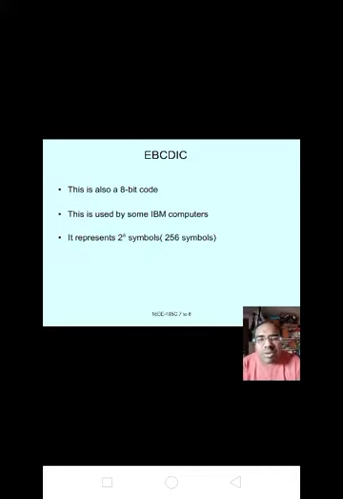ASCII code represents 128 symbols, that is 2 power 7 symbols. Next, EBCDIC code represents 2 power 8 symbols, that is 256 symbols.